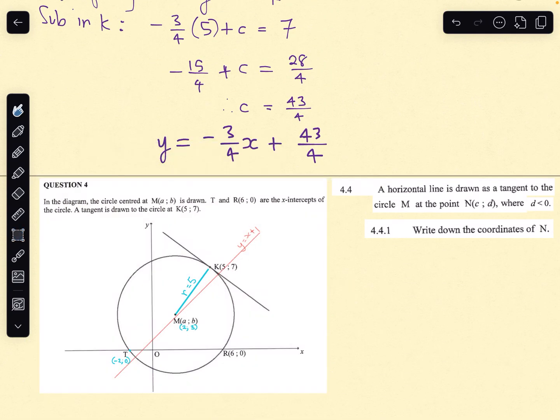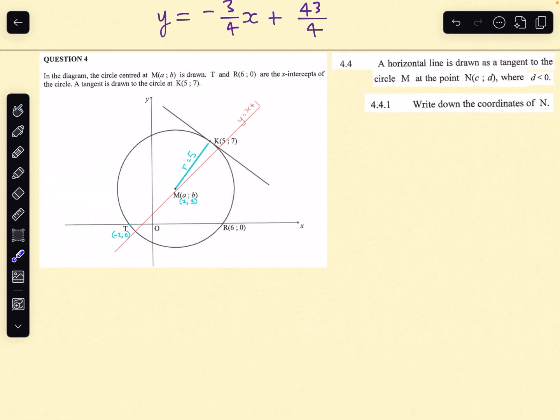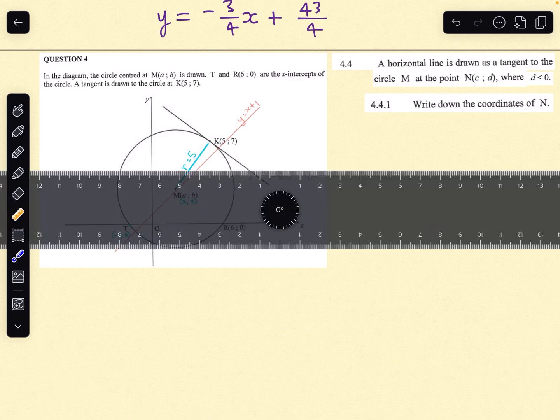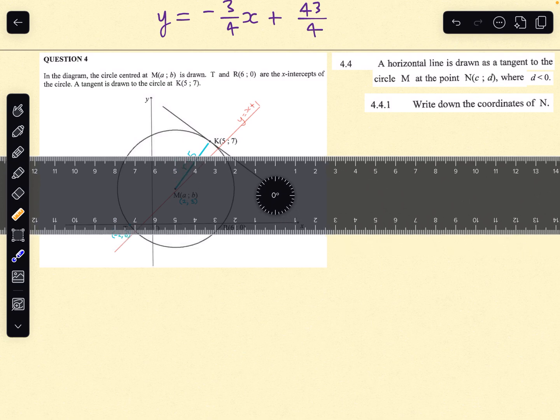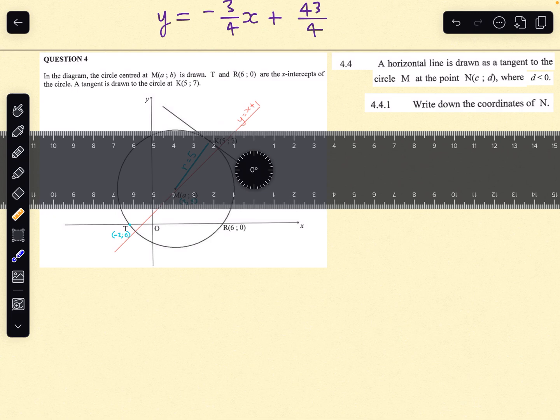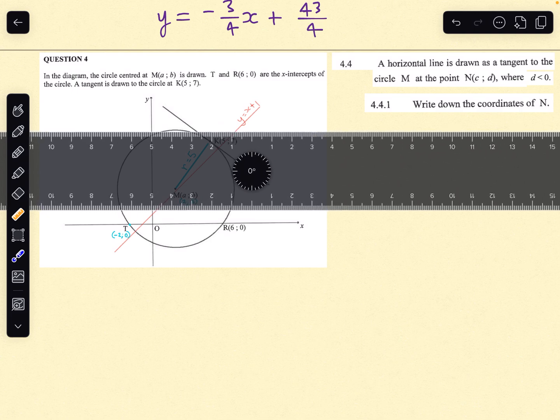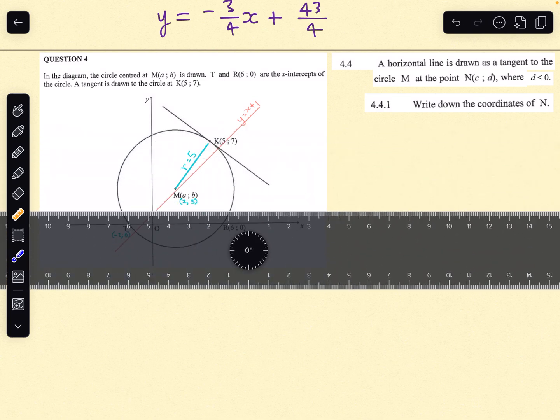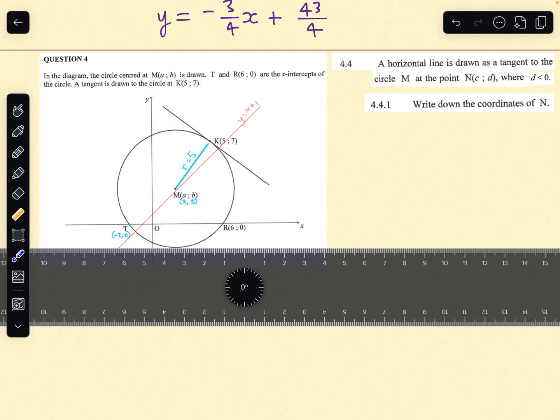Okay, right. Next question says, a horizontal line is drawn as a tangent to the circle M at the point N(c, d), where d is smaller than 0, so the y coordinate is negative, so we're looking at something somewhere down here, right on the corners of N. So a horizontal line is drawn as a tangent to the circle M, so it would have either been up here or down here, but because we've been told that the y coordinate of this point N, where the tangent touches the circle, is not positive, it is in fact negative, that means our tangent is down here somewhere.